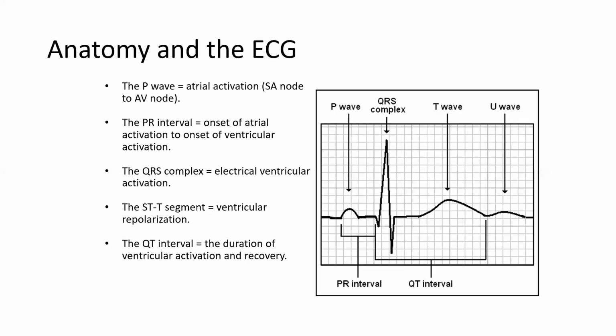So the second bullet there is the PR interval, which is the onset of atrial activation, from where the P starts to where the QRS starts. That's your PR interval, okay? Then the QRS complex, of course, is where the Q starts, which represents the electrical ventricular activation. And of course, you have the QT interval, which shows the duration of ventricular activation and recovery. Now when you talk of ventricular activation here, you're thinking of the filling and the emptying of this ventricle, and of course, the passage of impulses across the ventricle from where we started at the AV node all the way to the Purkinje fibers.